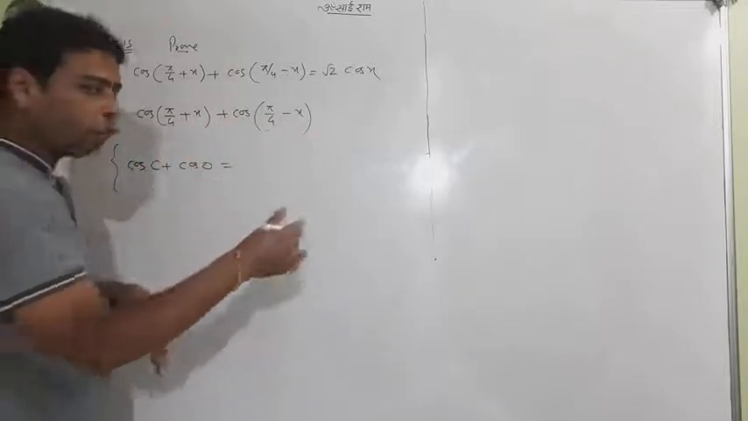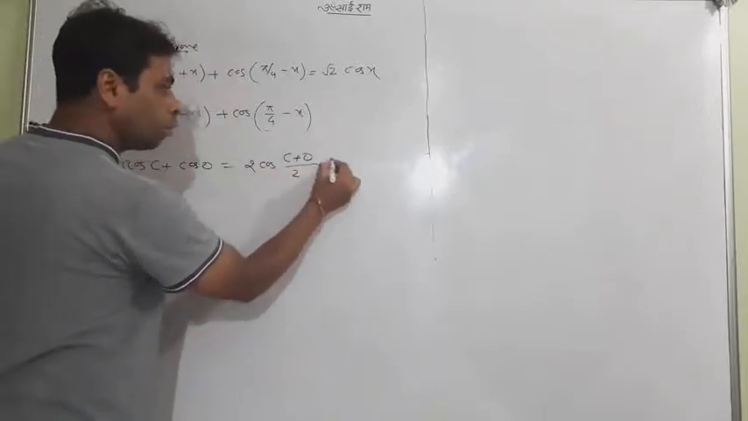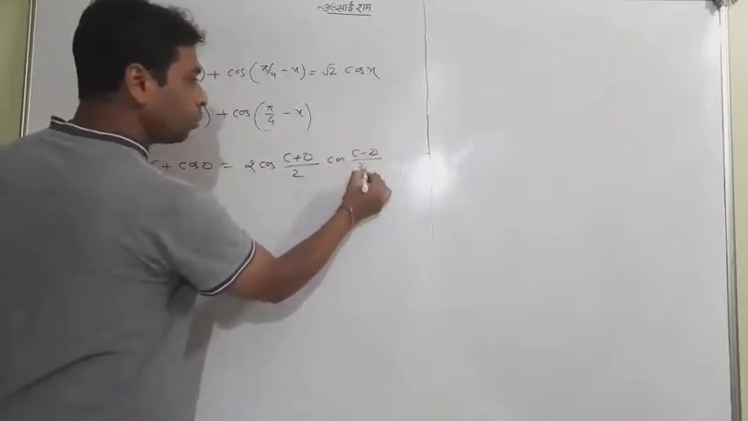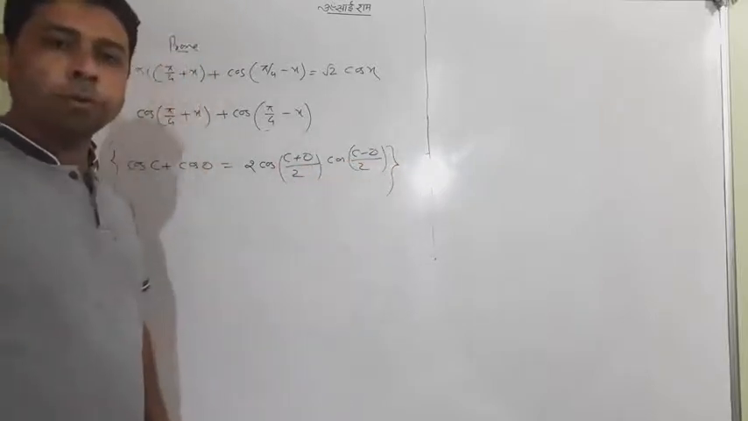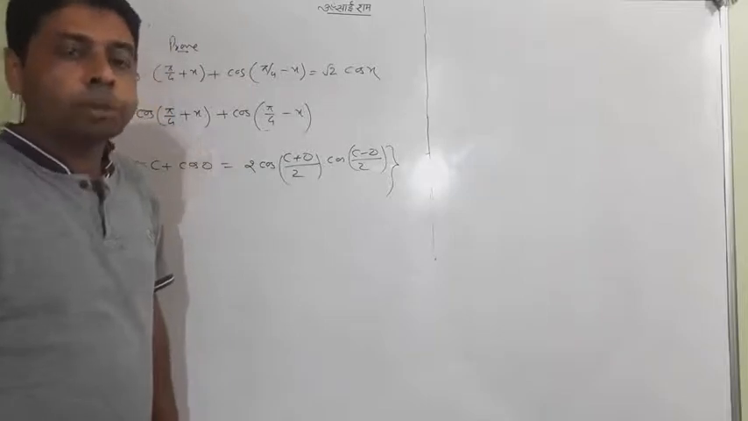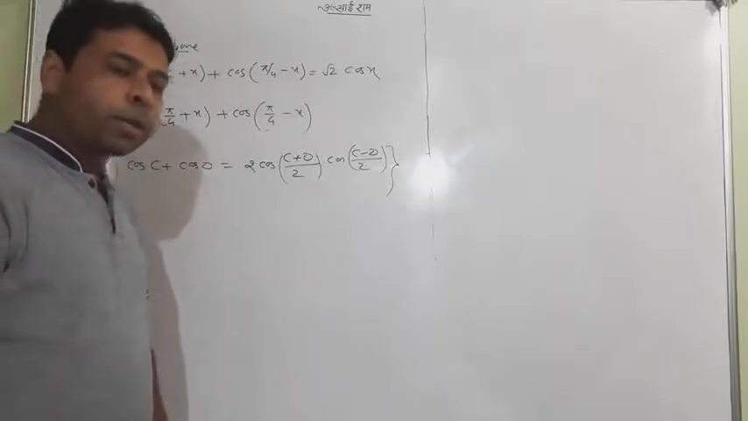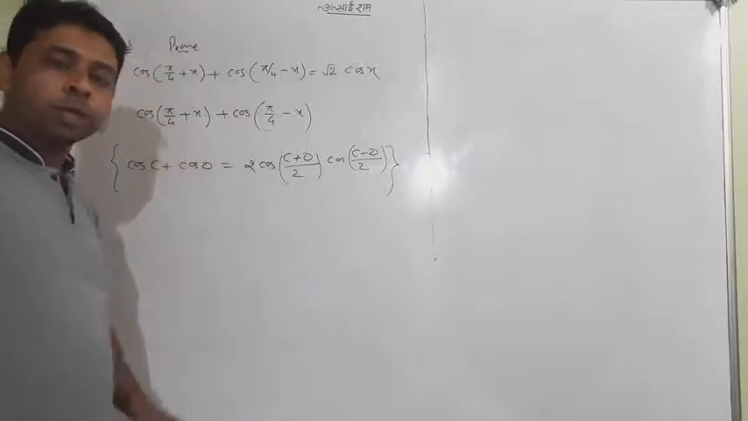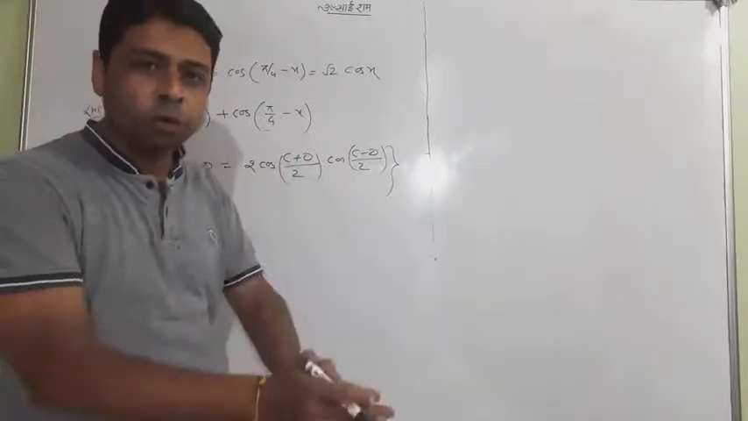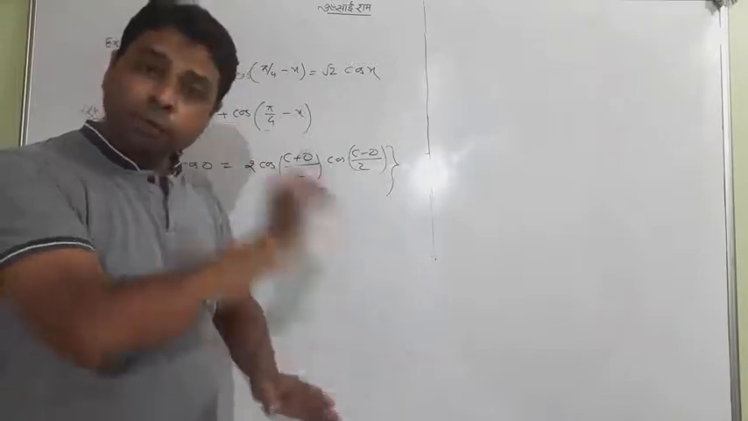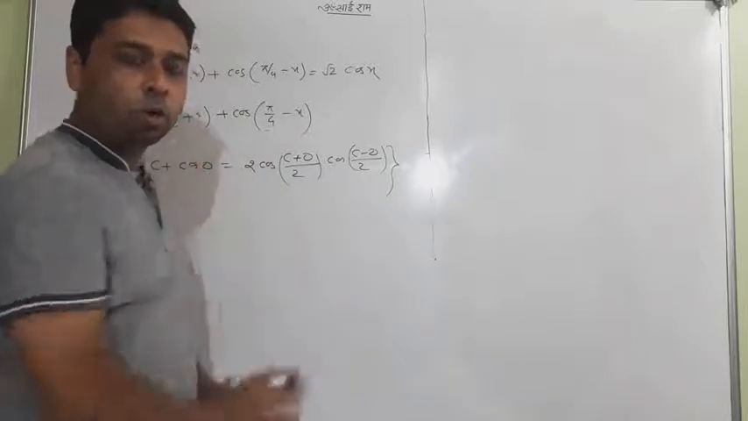You can see in the list of formulas, 2 cos (C plus D) by 2 cos (C minus D) by 2. I understand that this is not so easy a formula that you can remember instantly, but while doing the practice, it will definitely become easy for you. But initially you can please keep the list of the formulas in front of you, then see each and every formula in this list, and then be assured that it is okay.